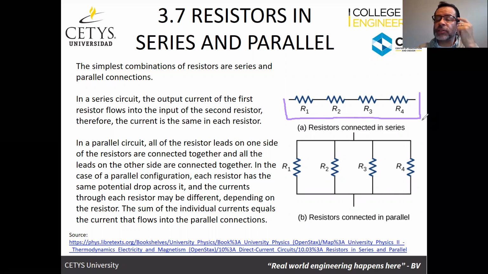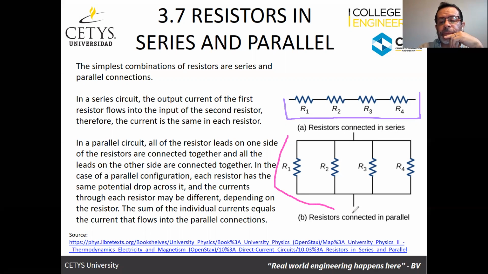The other type of connection that we have is a parallel connection, in which the two terminals of the component, or of all the components, are connected to each other. It's like two people holding hands like this. So this is a parallel connection.